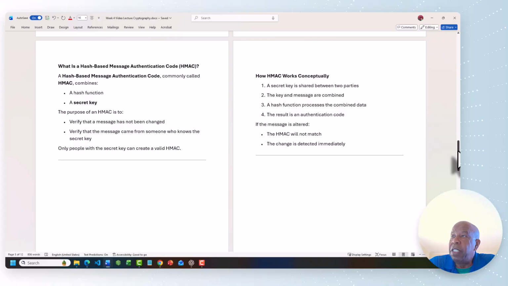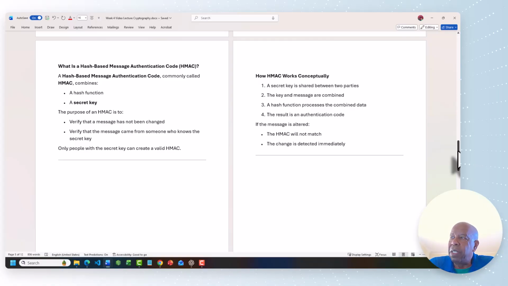What is the hash-based message authentication code? HMAC. Hash-based message authentication code, commonly called HMAC, combines a hash function with a secret key. The purpose of HMAC is to verify that the message has not been changed, verify that the message came from someone who knows the secret key, and only people with the secret key can create a valid HMAC. Okay. So we basically combine the key feature with the hashing feature in order to get something that's even a little more secure on both ends.